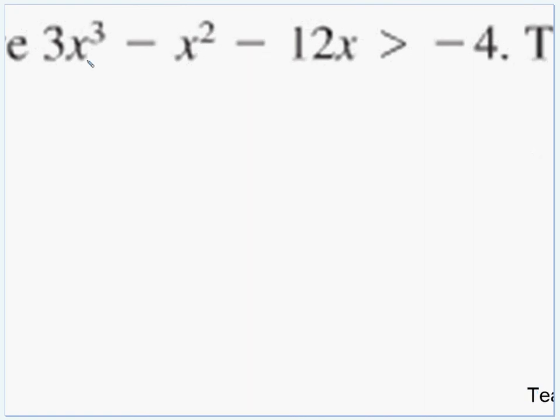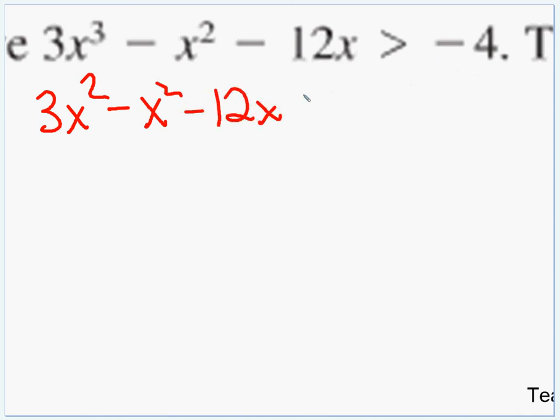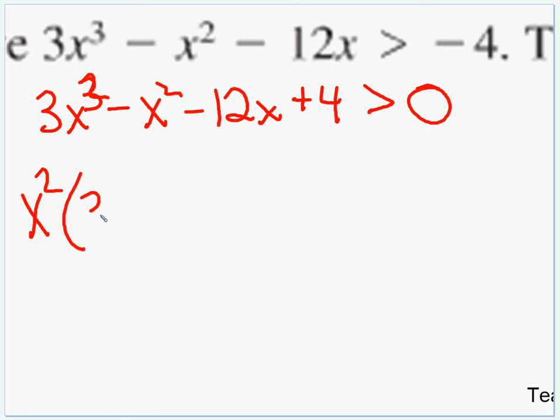All right, step 1. Let's get everything on the left. We've got a minus 12x. We're going to bring over the 4 where it will be a positive 4 greater than 0. Oops, that was supposed to be a cube there. Factor out an x squared: x squared, and then you've got a 3x minus 1.